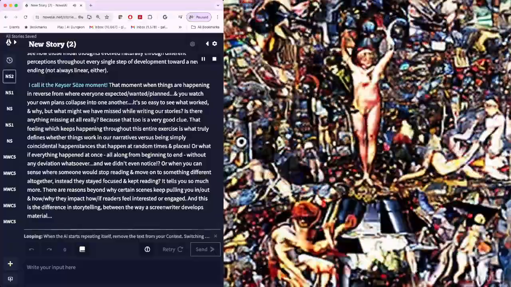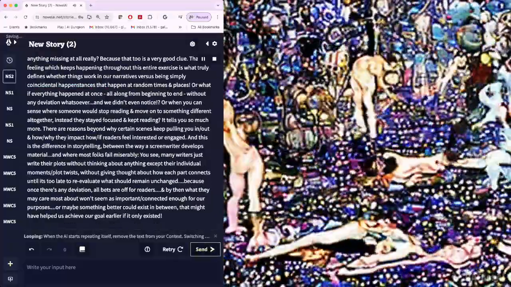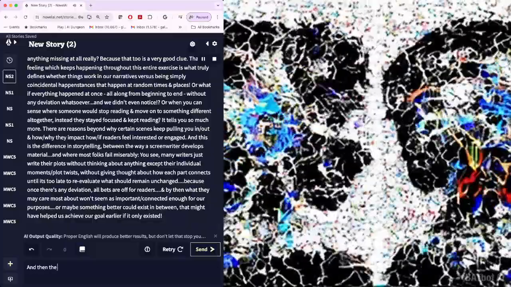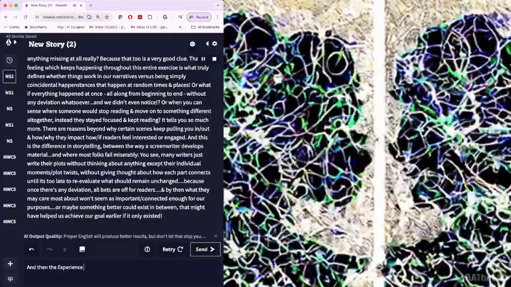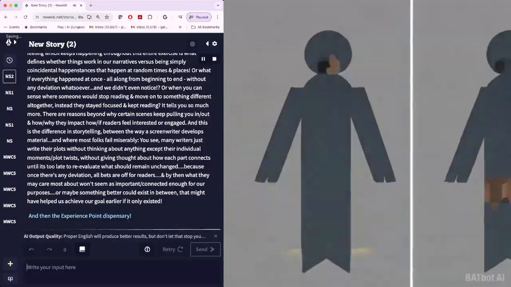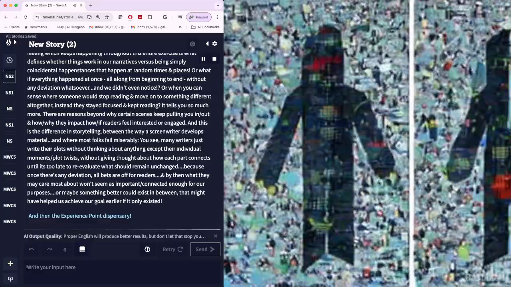Or what if everything happened at once all along, from beginning to end, without any deviation whatsoever, and we didn't even notice? Or when you can sense where someone would stop reading and move on to something different altogether, instead they stayed focused and kept reading. It tells you so much more. There are reasons why certain scenes keep pulling you in or out, and how and why they impact whether readers feel interested or engaged. And this is the difference in storytelling between the way a screenwriter develops material and where most folks fail miserably.